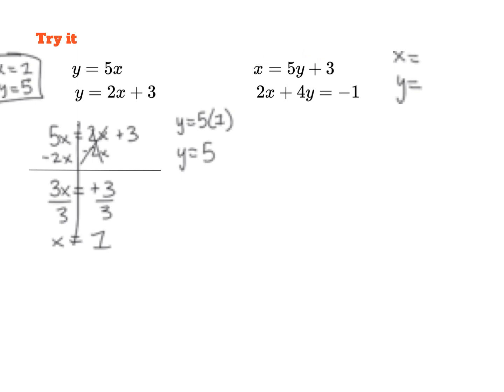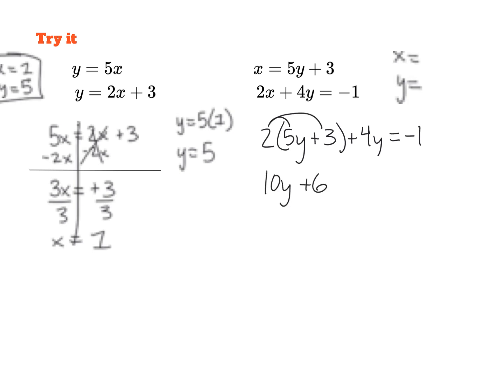And so what I can do here is, any time I see an x, I'm going to plug in that expression there. 2 times 5y plus 3. And then we can write in the rest of this and start trying to solve for y. Distributing in here gives me 10y plus 6 plus 4y is equal to negative 1. Combining these two, I get 14y plus 6 is equal to negative 1.